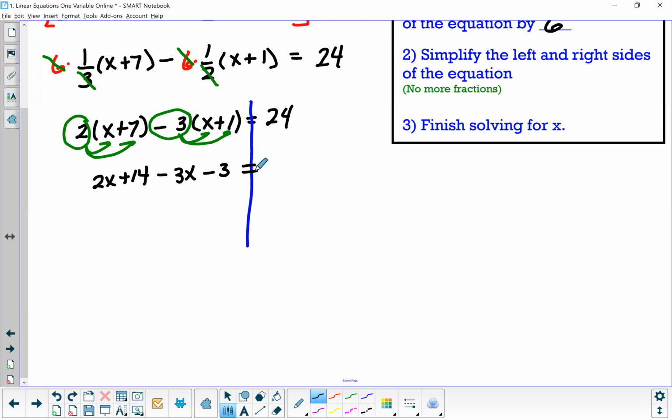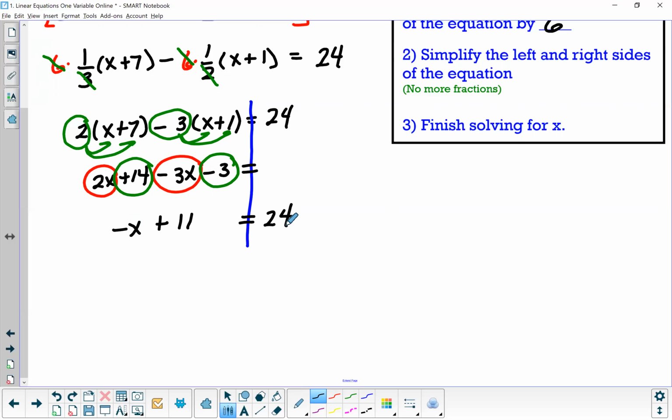The left side is still not simplified. We can combine like terms. We have a 2x and a minus 3x. We also have a plus 14 and a minus 3 that are like terms. So 2x minus 3x is minus 1x. 14 minus 3 is plus 11. And that equals, the right side is 24. Okay, the left side is simplified as much as we can go.